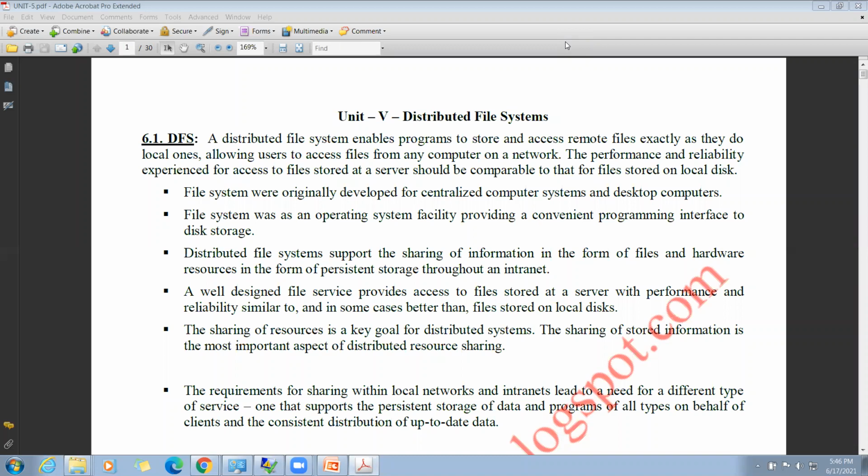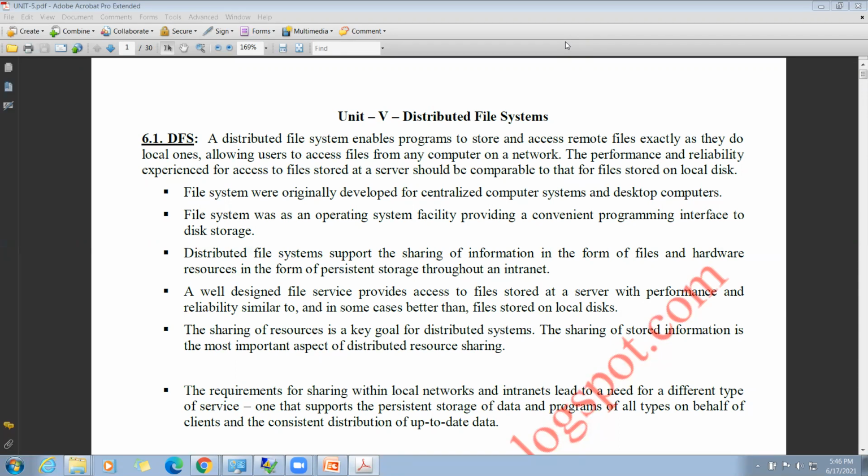Good morning, students. Today we are going to start the fifth unit in distributed systems. The unit is distributed file systems. This unit mainly deals with file systems, different types of file systems, and what a peer-to-peer system is. Coming to the first one, DFS. We need to know about the DFS.